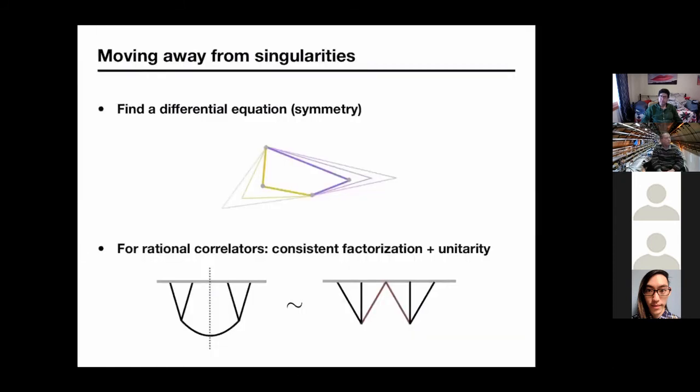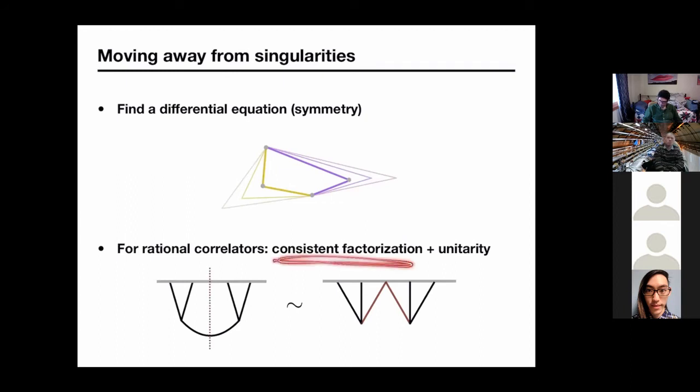Yeah, but on this slide, you say this for rational correlators, you have imposed consistent factorization plus unitarity. Is it consistent factorization due to unitarity? Sorry, can you say it again? I'm trying to understand where the consistent factorization comes from. Does it come from unitarity or locality?